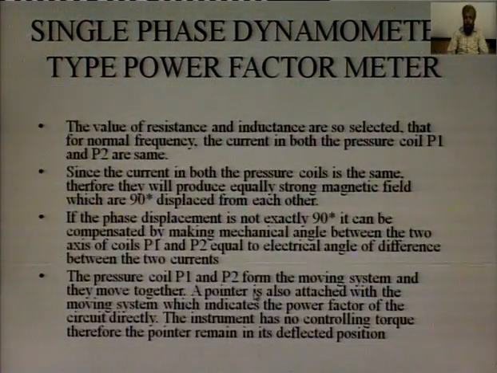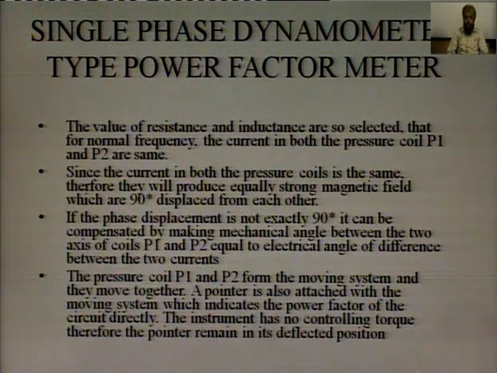The values of resistance and inductance are so selected that for the normal frequency the current in both the pressure coils P1 and P2 is the same. Since the current in both the pressure coils is the same, they will produce equally strong magnetic fields which are 90 degrees displaced from each other.